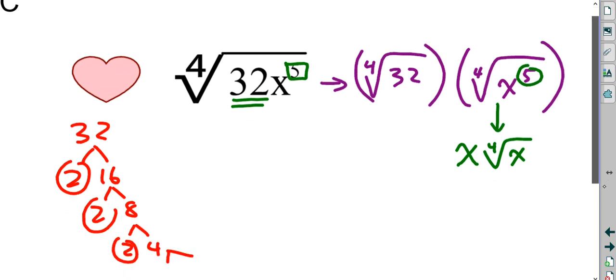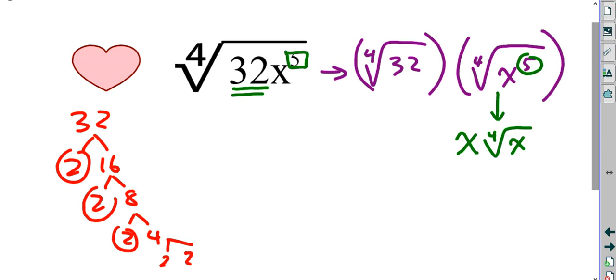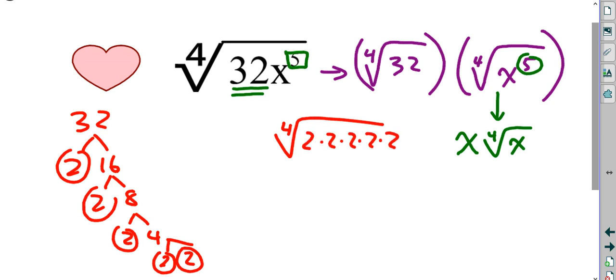And 2 and 2. All right, so we had to do the factor tree. And we'll throw them under. How many 2's do we have? 1, 2, 3, 4, 5. Who gets to come out? Well, there's a group of 4 2's, so 1 2 gets to come out. Oh, that 2 is left back behind. All right, let's put these two things together.